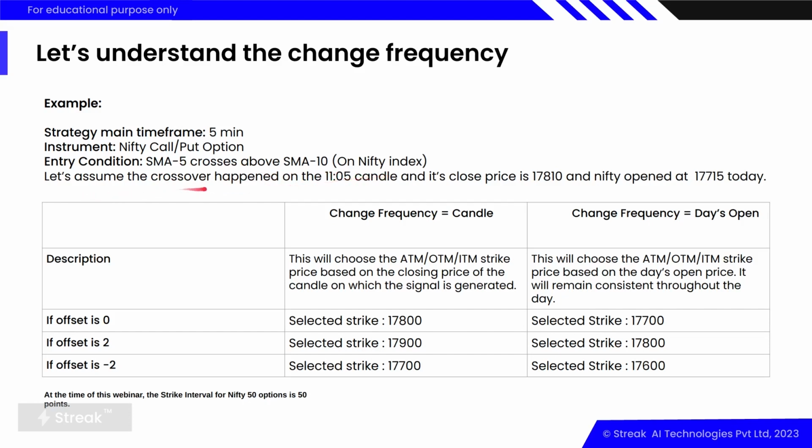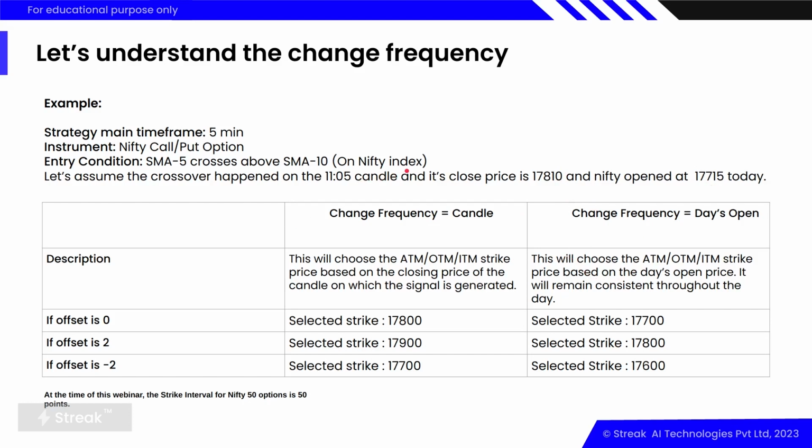Now let's assume that the crossover happened on the 11:05 candle, and its closing price is 17,810. So the closing price of the 11:05 candle is 17,810 and Nifty's opening price for that day is 17,715. So basically this example is for the Nifty index, right?